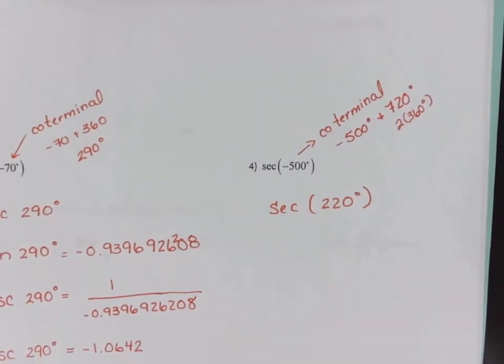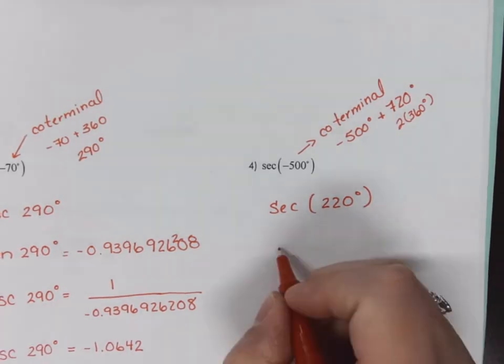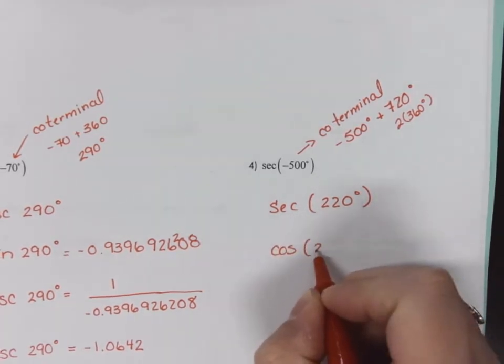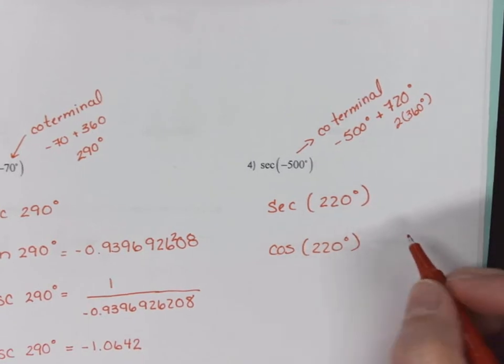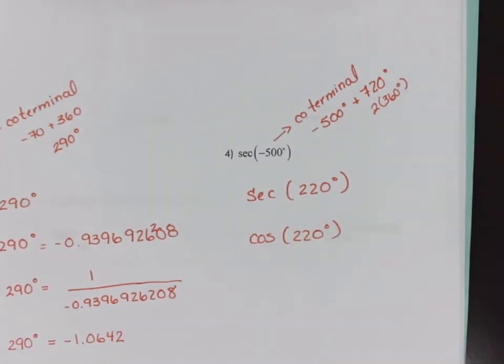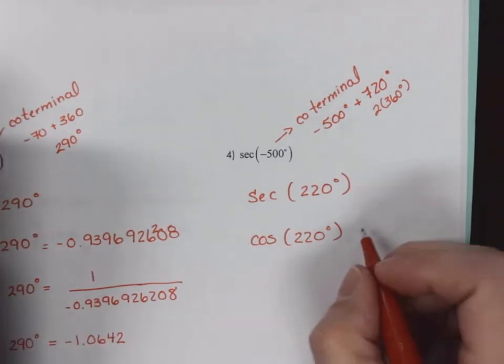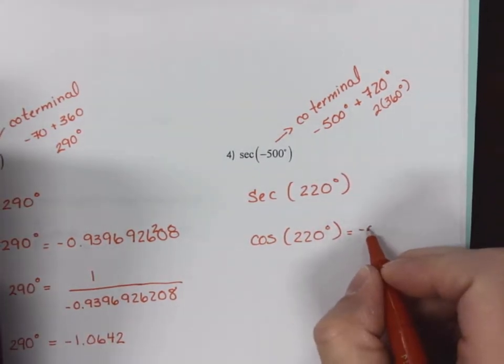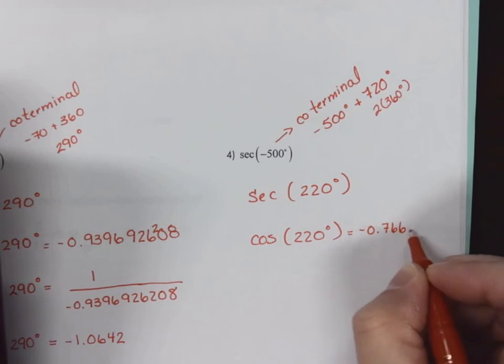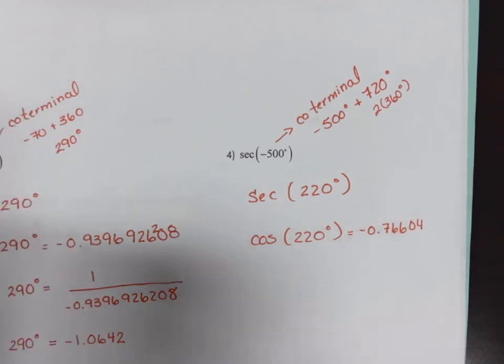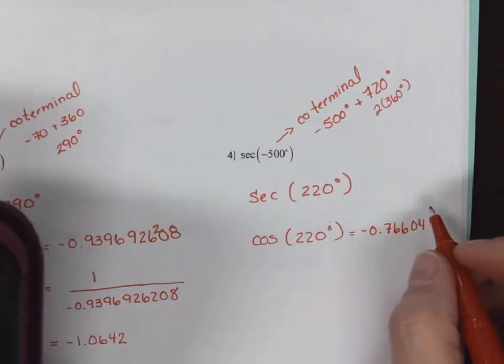So secant of 220, what quadrant are you in? So what do we anticipate cosine to be? Negative. All right, so cos of 220 degrees is negative 0.7660. How many 4s are there? 1, 2, 3, 4.